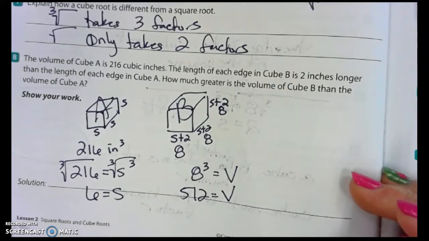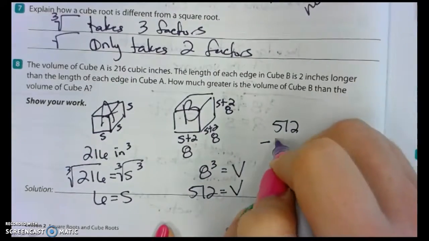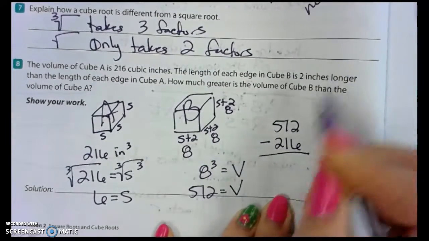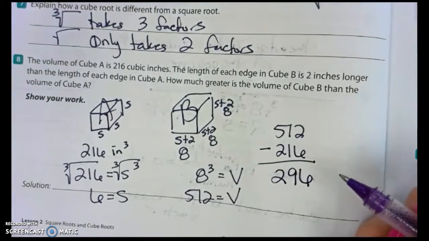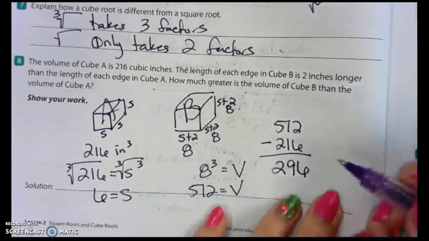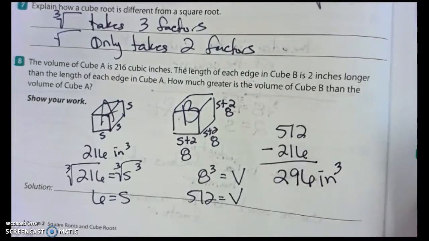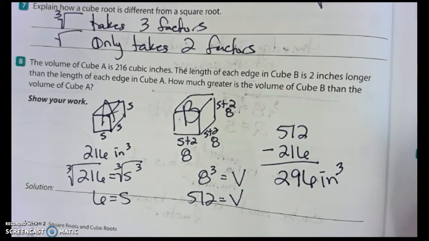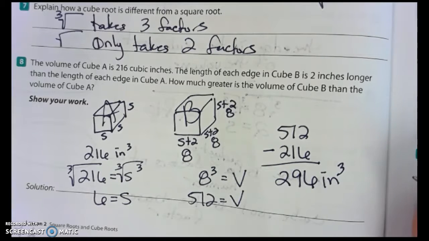Now they wanted to know how much greater B was than A. So 512 minus A, which was 216, gives you 296, I believe. 296 inches. We're still talking about volume, so it is still inches cubed. And that's it for question number 8.